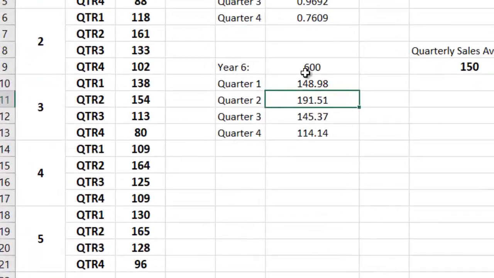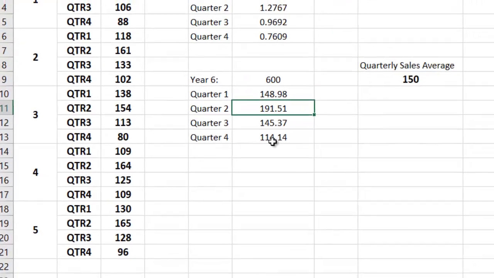On year 6, with the forecast of 600, it is expected to have a quarter 1 sales of 148.98, quarter 2 is 191.51, quarter 3 is 145.37, and for quarter 4, 114.14.